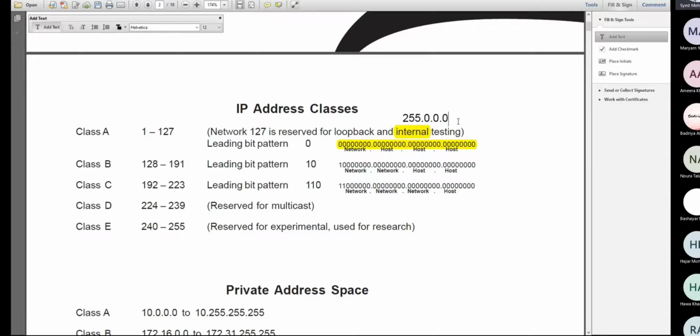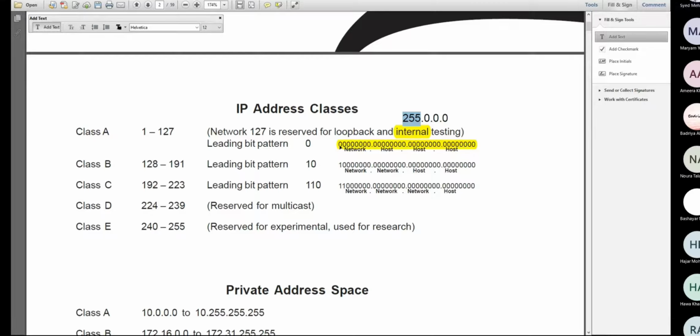Can anyone tell me why we have 255 here and all 3 other octets are 0.0.0? It means the first block we call the network. In class A, the first octet is reserved for the network, and the second, third, and fourth octets are for the host portion. Please try to understand this.